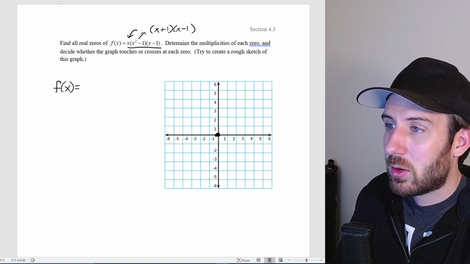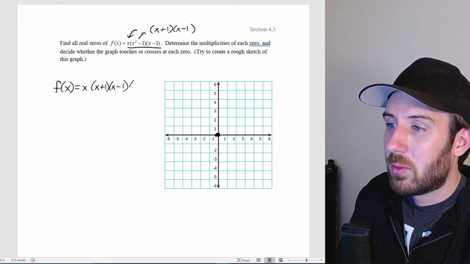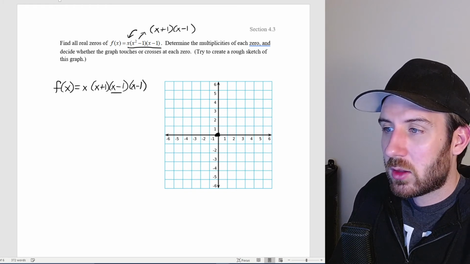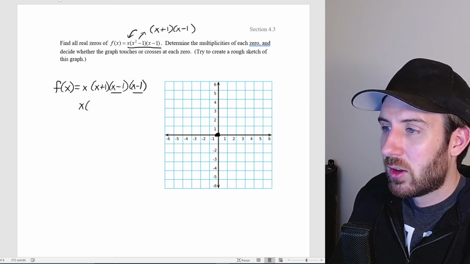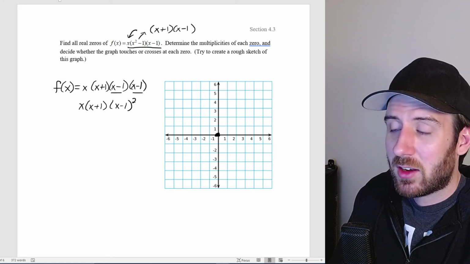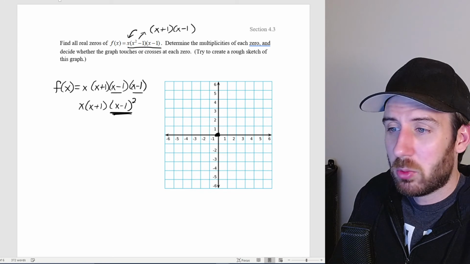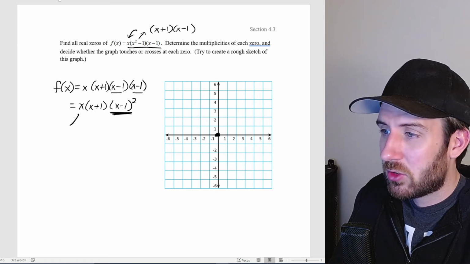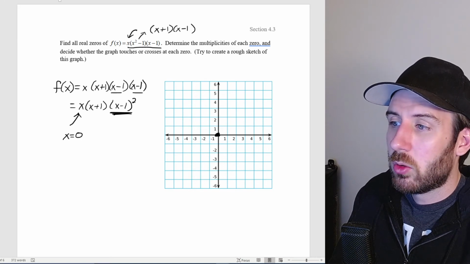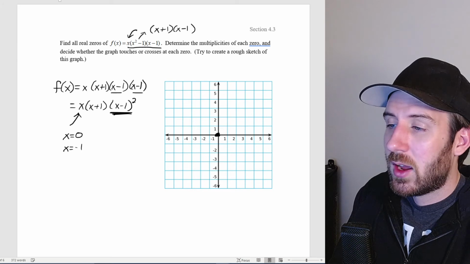So now I could write this even more factored out, where I have x times x plus 1 times x minus 1 times x minus 1. Okay. Well, these are the same thing. So couldn't I write this as x times x plus 1 times x minus 1 to the second, and I could just talk about that in terms of all of this and its multiplicities now? Ooh, let's see. Okay, so this is the first 0 when x equals 0. No problem. The next one would be when x equals negative 1. And the next one would be when x equals positive 1. Those are all my zeros. These are my real zeros.